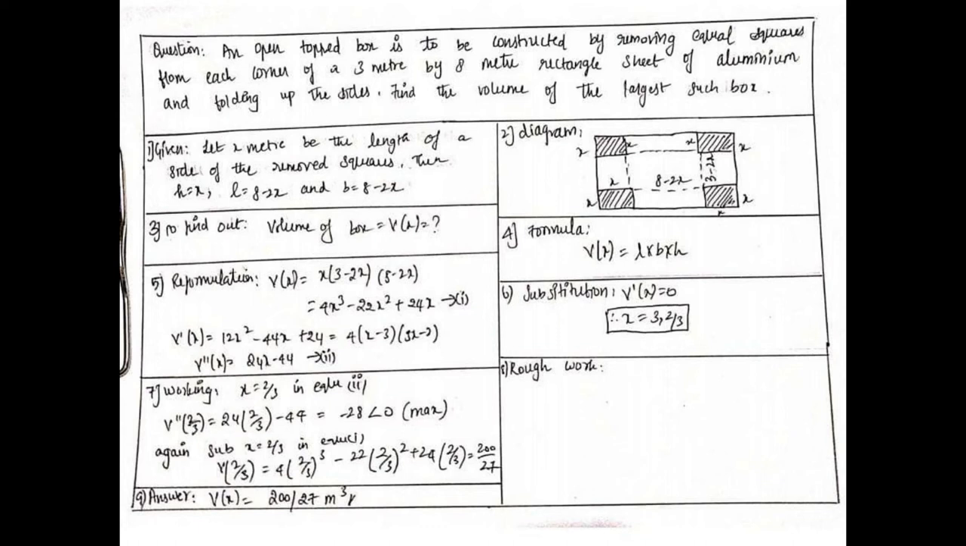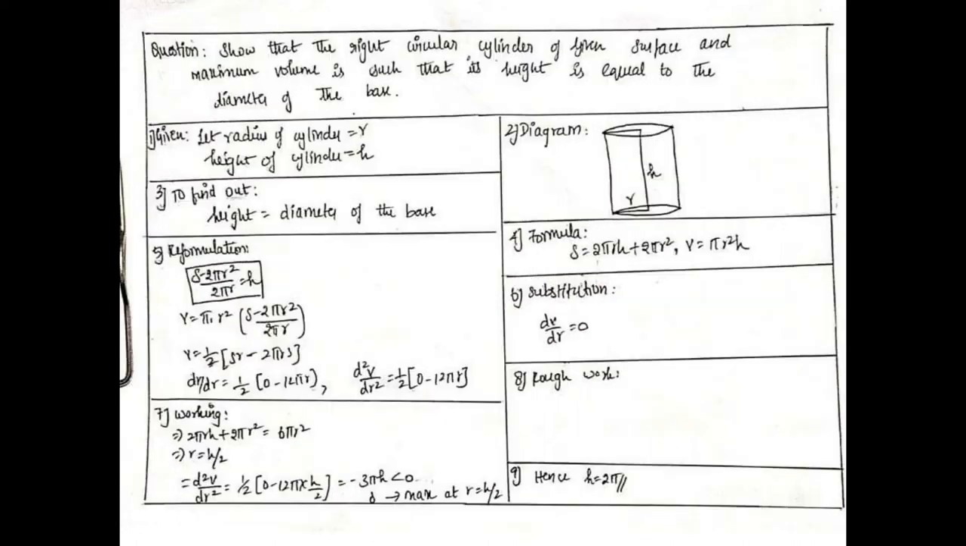Again, substitute x is equal to 2 by 3 in equation number 1. V of 2 by 3 is equal to 4 into 2 by 3 the whole cube minus 22 into 2 by 3 the whole square plus 24 into 2 by 3, which is equal to 200 by 27. Answer, V of x is equal to 200 by 27 meter cube.